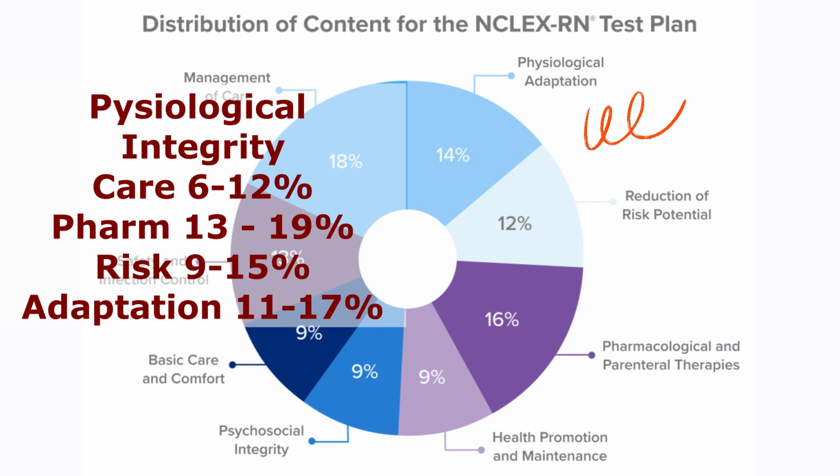I can guarantee you the clinical judgment measurement model case studies will probably be on the physiological adaptation. At any rate, the case studies will definitely be under the umbrella of the physiological integrity, that's for sure. And so the content of this area, the distribution content, will be at least 14%.